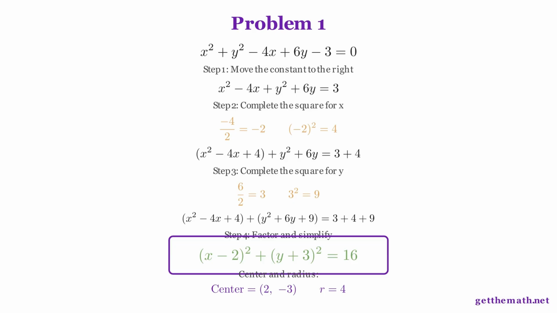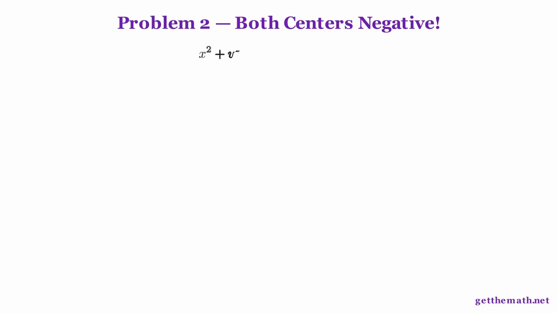Problem 2. And this one has both signs to watch. We start with x squared plus y squared plus 10x minus 2y plus 10 equals 0. Step 1, move 10 to the right. x squared plus 10x plus y squared minus 2y equals negative 10.